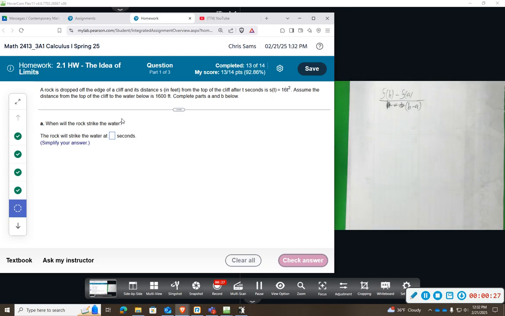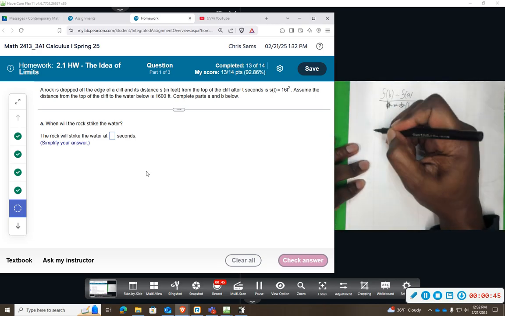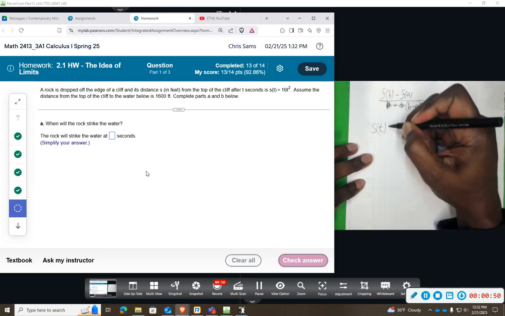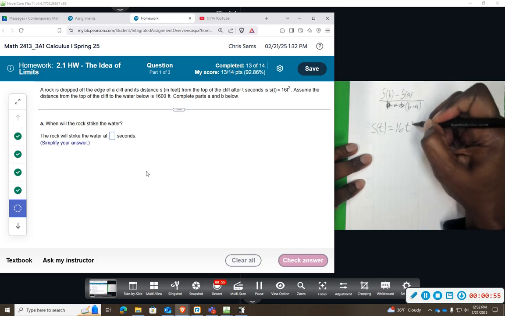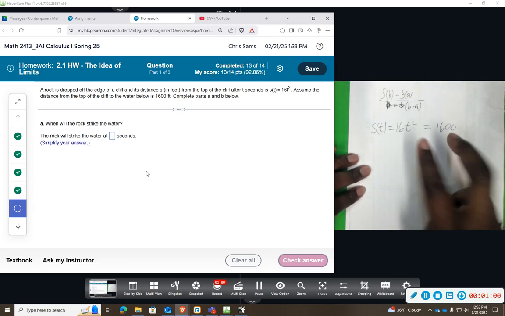Okay, so we know the rock will strike the water once it gets to 1,600 feet. So we can just set up the equation to find out when s of t, the position, which is equal to 16t squared, is equal to 1,600. So when it gets 1,600 feet below, it's going to hit the water.